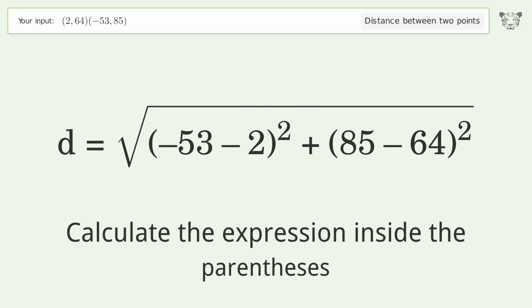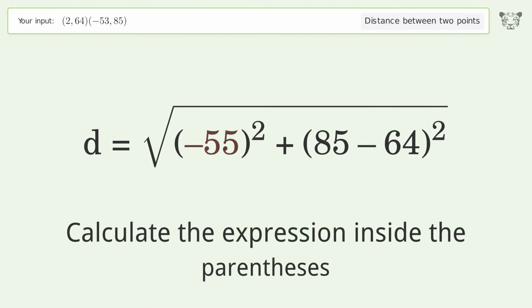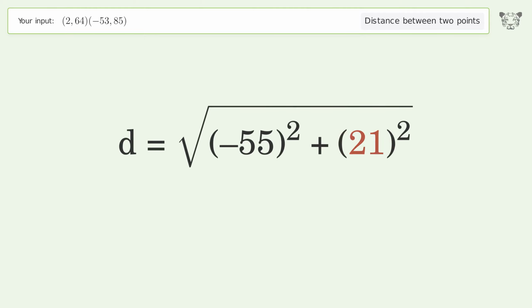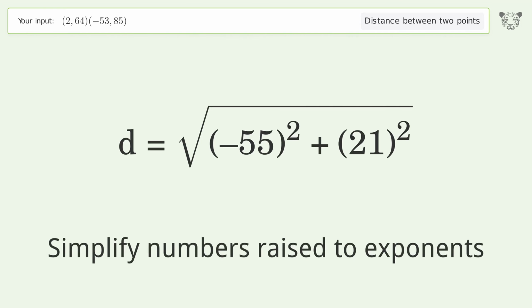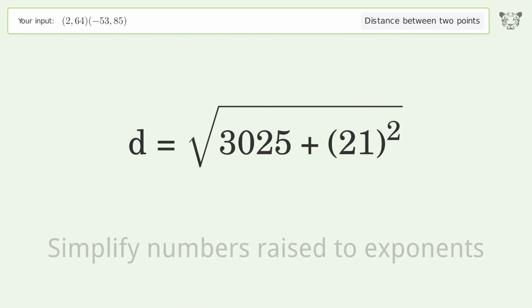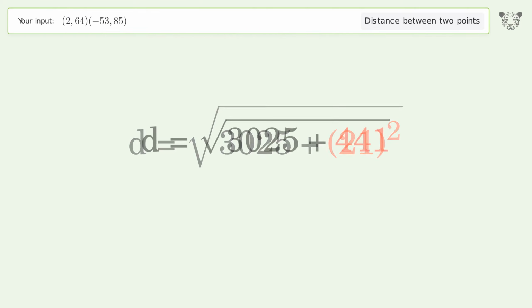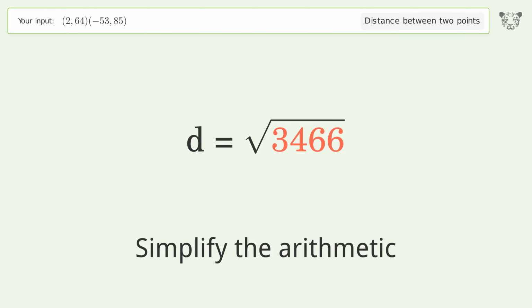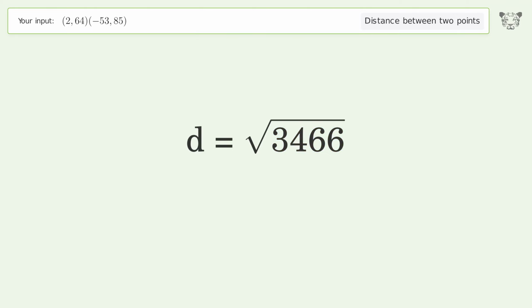Calculate the expression inside the parentheses. Simplify numbers raised to exponents. Simplify the arithmetic. And so the distance between the 2 points is the square root of 3466, or 58.873.